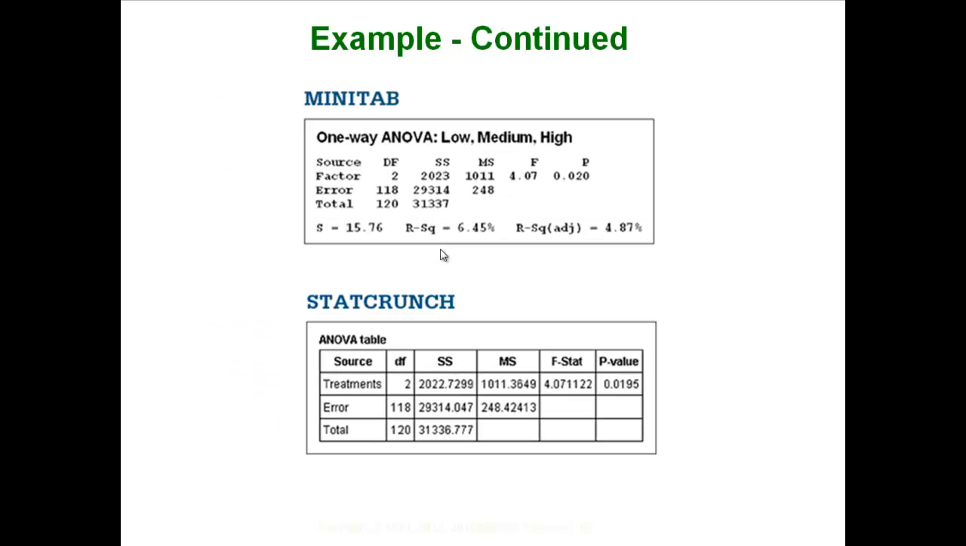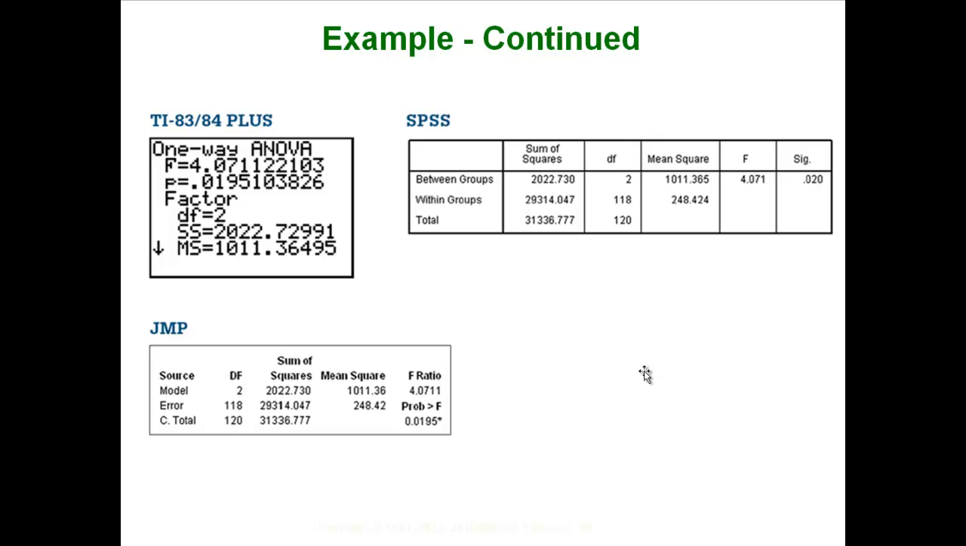In Minitab, there's your F and p. And then in StatCrunch, there's the F and p. Very easy. If you ran it in your TI calculator, here's your F statistic, there's your p-value. So as we can see, technology makes it very easy to read the displays.